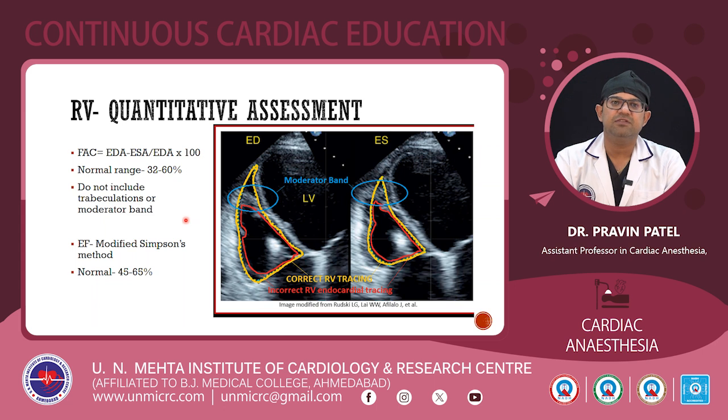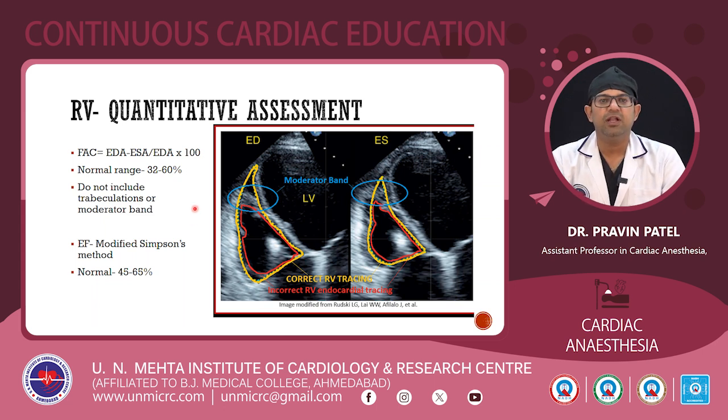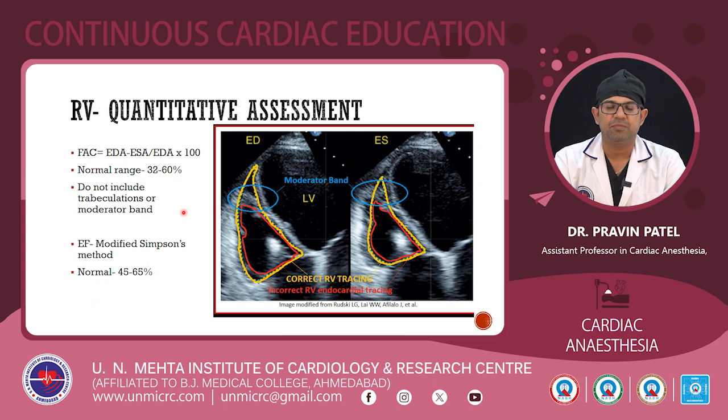Another method is the ejection fraction by modified Simpson's method, and the normal value is 45 to 65%. Now the problem in the quantitative assessment, especially of the RV, is the anatomical variations present in the RV, because of the trabeculations and the moderator band. So you need to go with multiple images or multiple views of the RV in TEE. This is the mid-esophageal 4-chamber view. Sometimes you need an RV inflow-outflow view, sometimes a transgastric RV inflow view. You need to look at all these views for proper assessment of the RV function.